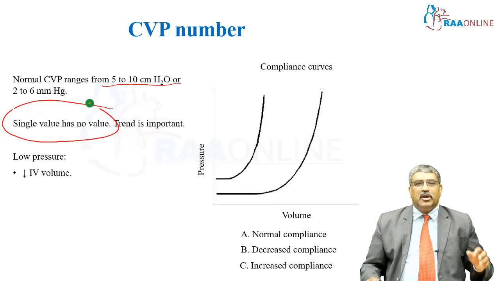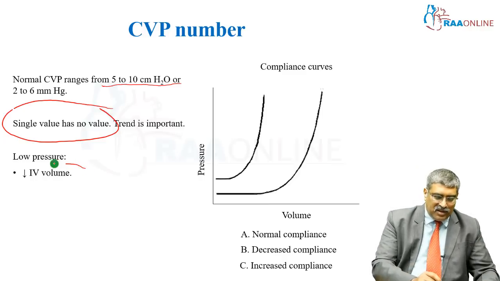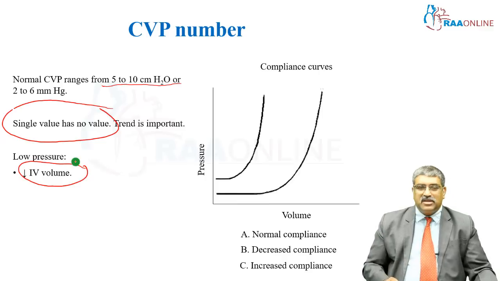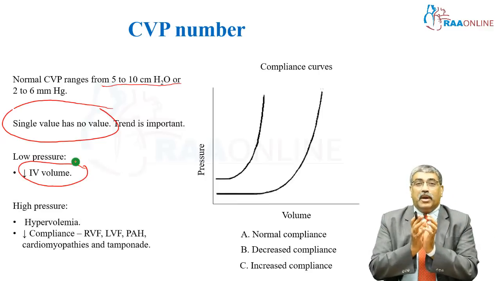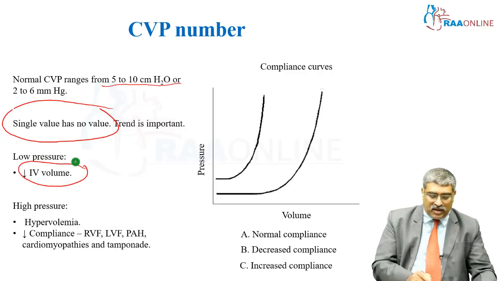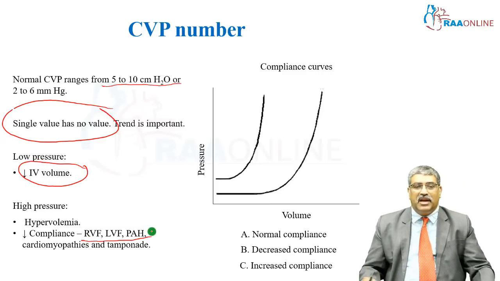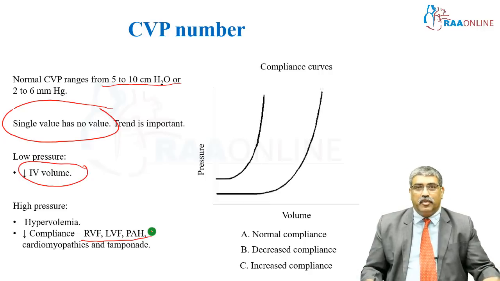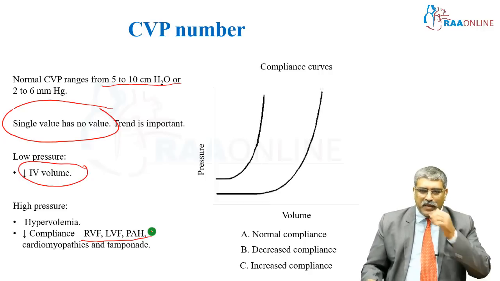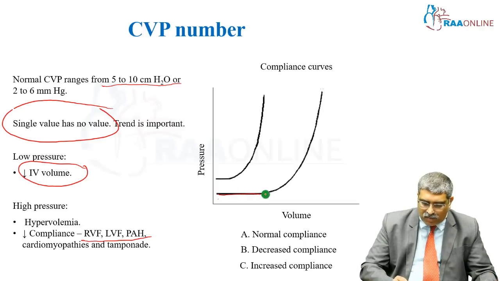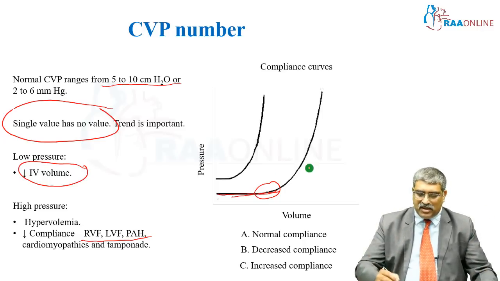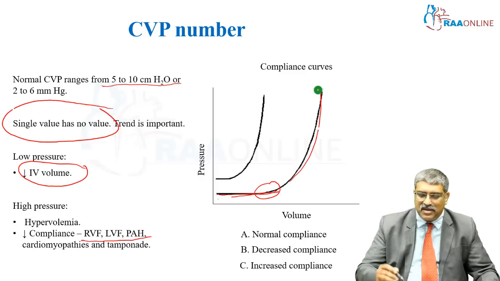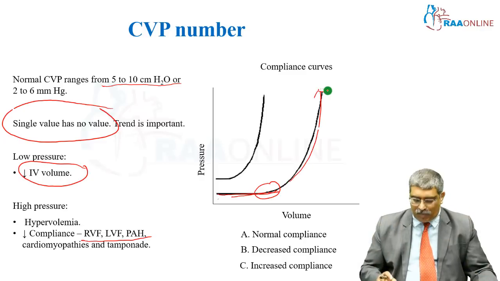important. Usually the CVP is low when the volume is low, or the CVP can be high when there is hypervolemia, or the compliance of the right ventricle is altered, like right ventricular infarction, left ventricular failure, pulmonary hypertension, cardiomyopathy and cardiac tamponade. If your compliance is normal, you are giving volume but the pressure is not altered much up to a certain degree, and beyond that stretching, when you give volume, the pressure increases rapidly. That is the normal compliance.